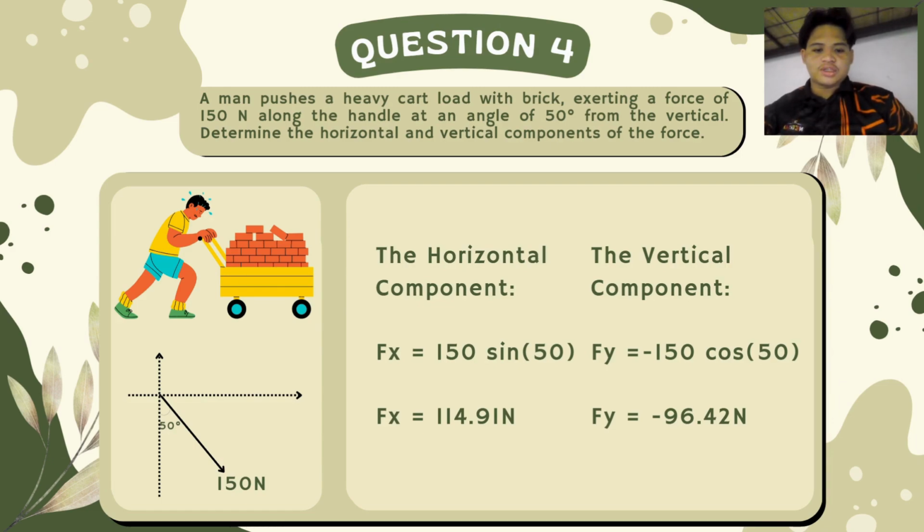Okay, for the horizontal component, Fx equals 150 sine 50. So for Fx we got 114.91 Newton. Okay, for Fy, we need to take negative 150 cos 50. So for Fy, we got negative 96.42 Newton.